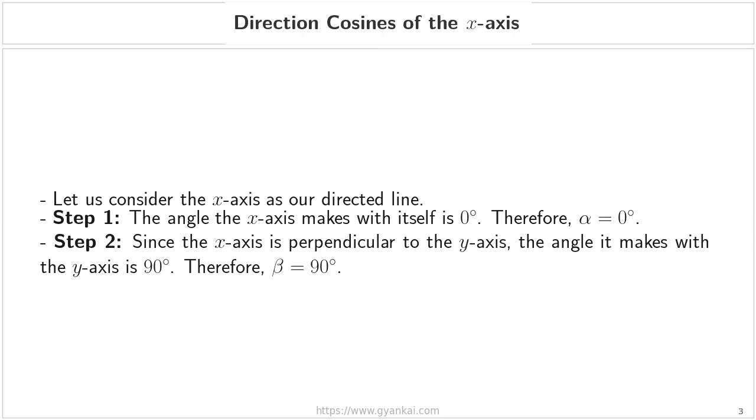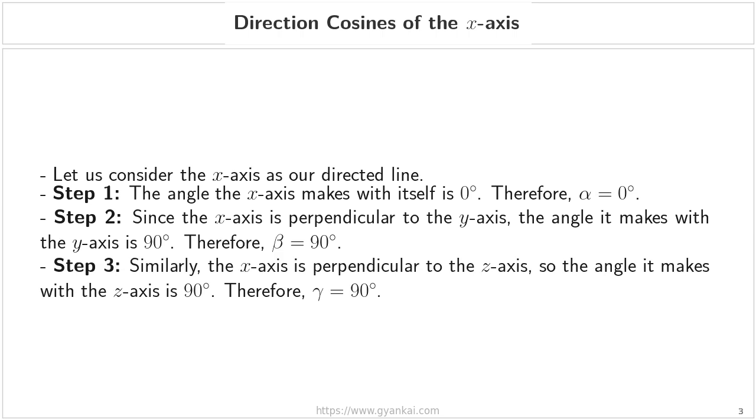Step 2, next, we look at the relationship between the x-axis and the y-axis. Because the coordinate axes are perpendicular to each other, the angle between the x-axis and the y-axis is 90 degrees. This means beta equals 90 degrees. Step 3, similarly, the x-axis is also perpendicular to the z-axis, so the angle gamma equals 90 degrees.